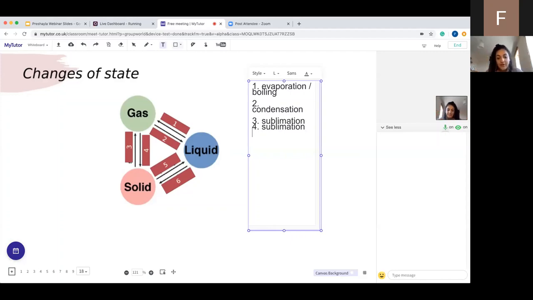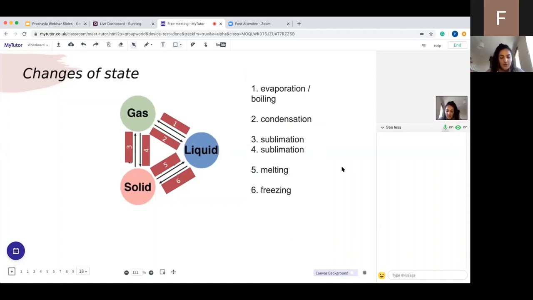So a new kind of keyword that we need to know. So 5, solid to liquid, it's just melting. And liquid to solid, that's going to be freezing. So these are our key processes that we need to know the key terms for. So sublimation, evaporation, condensation, and melting and freezing.